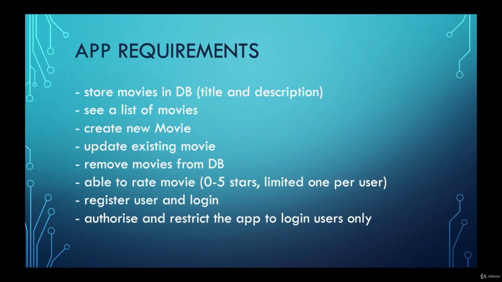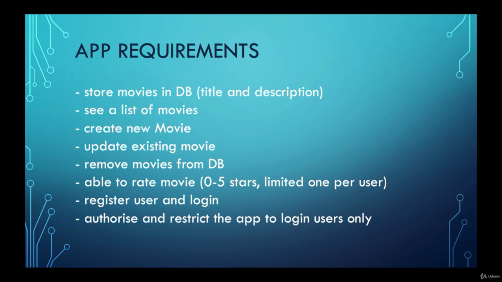So what we need to do is store movies in a database, and we need to store title and description. Once we have that stored in a database, we'll need to create a list of these movies, and we need to be able to see a list of movies. Then we need to be able to create a new movie and store it in the database. We need to update an existing movie, and we should also be able to remove a movie from our database. So basically we are doing a typical CRUD, which is create, read, update and delete.